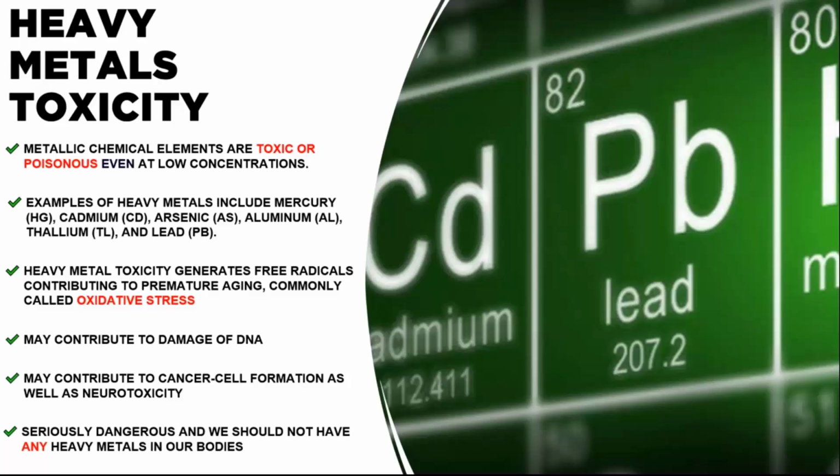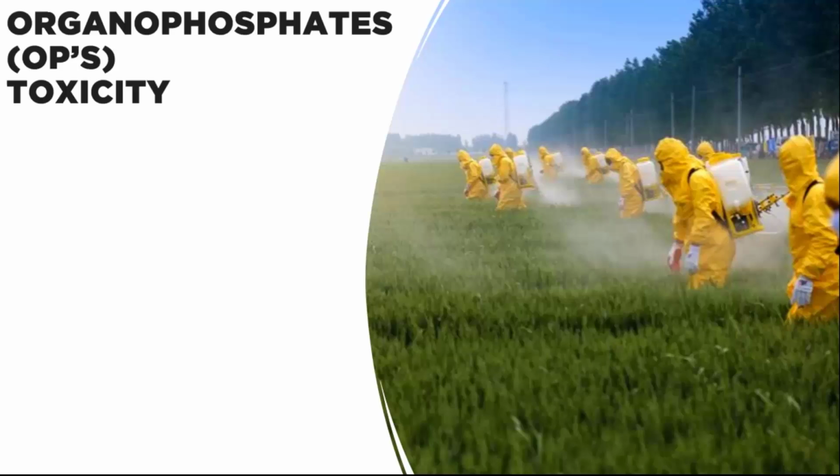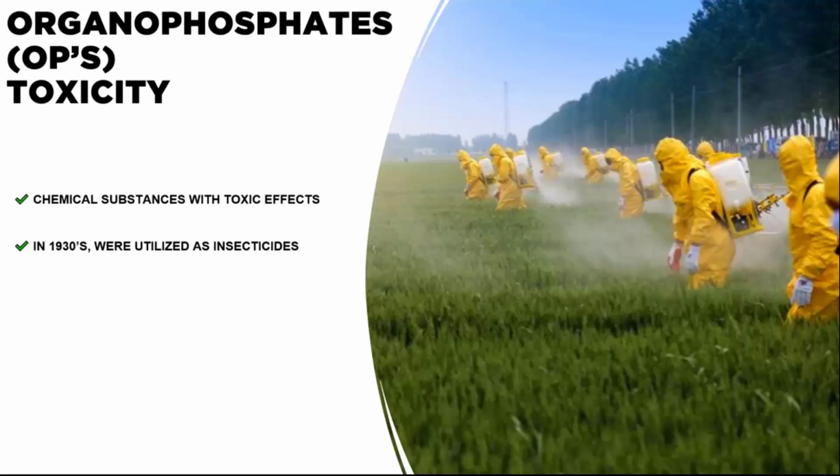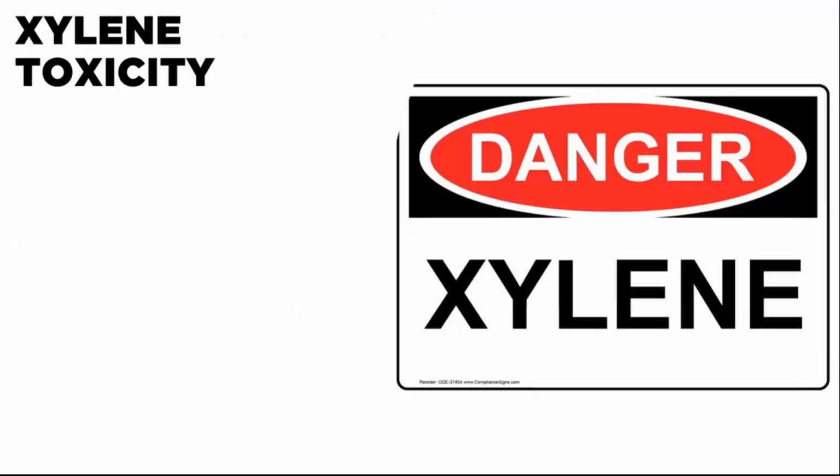The next toxin I want to talk about is organophosphates. These are known as OPs, and they are chemical substances with toxic effects. And what does that mean? These date back way to the 1930s. They were actually utilized as insecticides. And even during World War II, they were developed into neurotoxins by the German military, which, folks, that is a bioweapon.